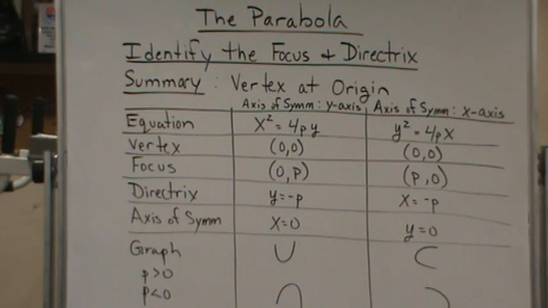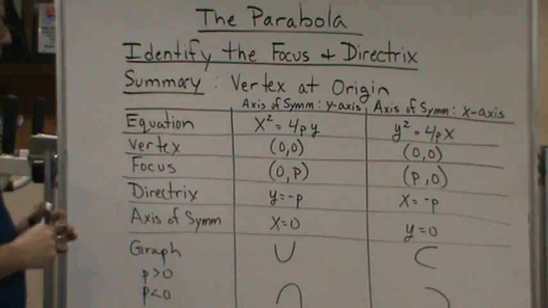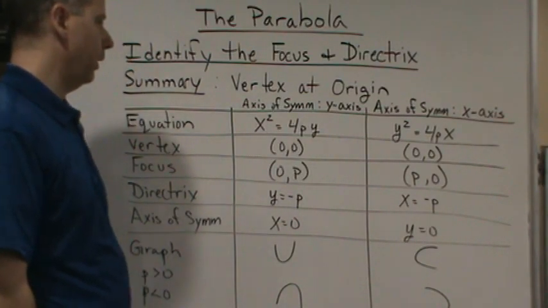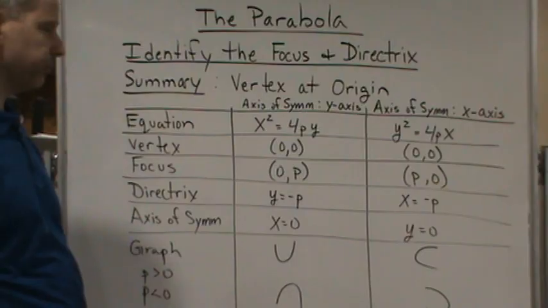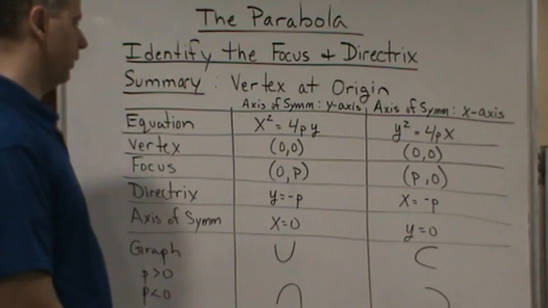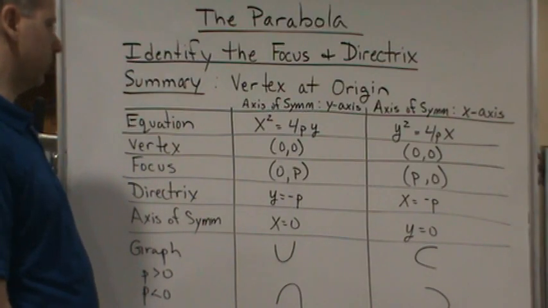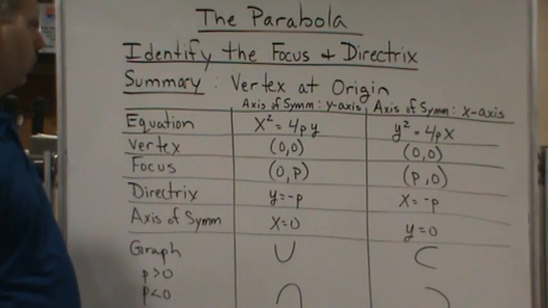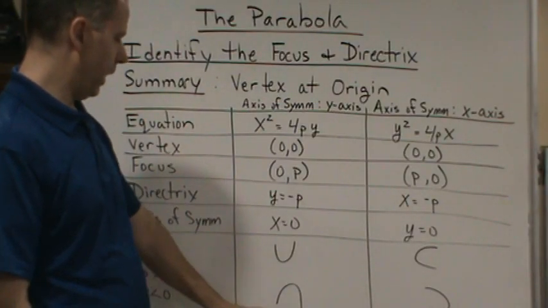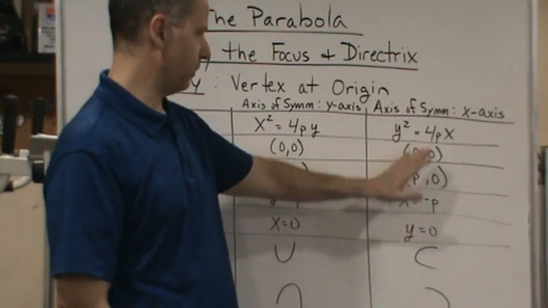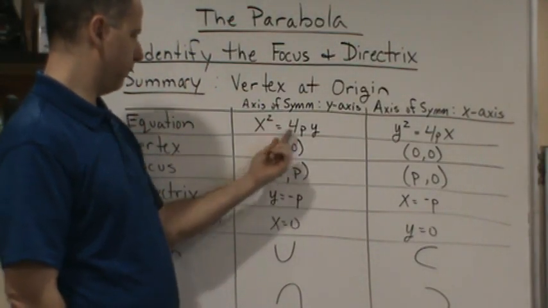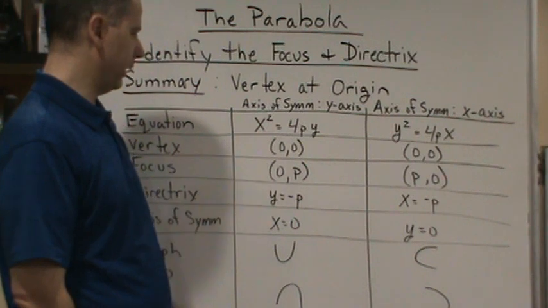All right, now here is the summary table for the characteristics that you're going to want to know for the parabola, where the vertex is located at the origin. Okay, so notice the difference between the axis of symmetry being the y-axis versus the axis of symmetry being the x-axis. So notice that we have the formula, the equation that we derived.